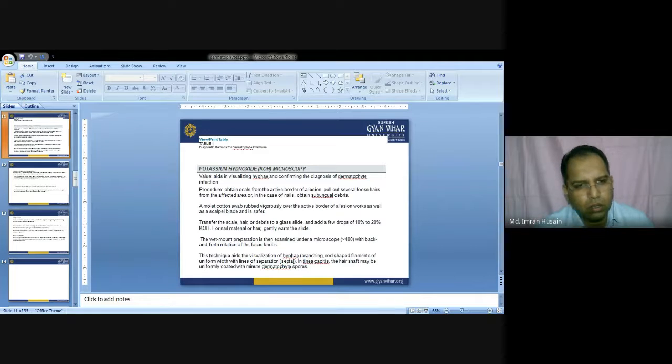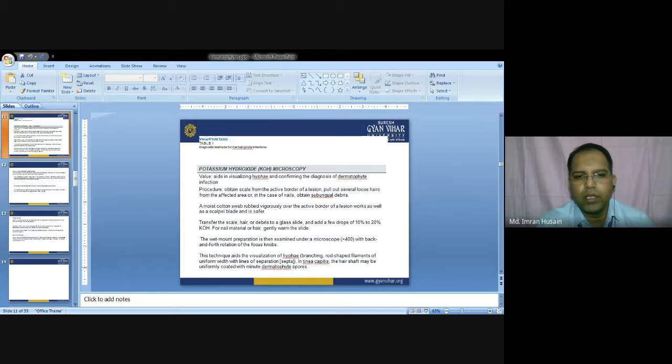A moist cotton swab is rubbed vigorously over the active border of a lesion; it works as well as the scalpel blade and is safer. So most of the time, a moist cotton swab is rubbed vigorously, or sometimes hairs are pulled out, or the skin is scratched, and transfer the scale, hair, or debris to a glass slide, and add a few drops of 10 to 20% KOH, potassium hydroxide, for nail material or hair. Gently warm the slide.